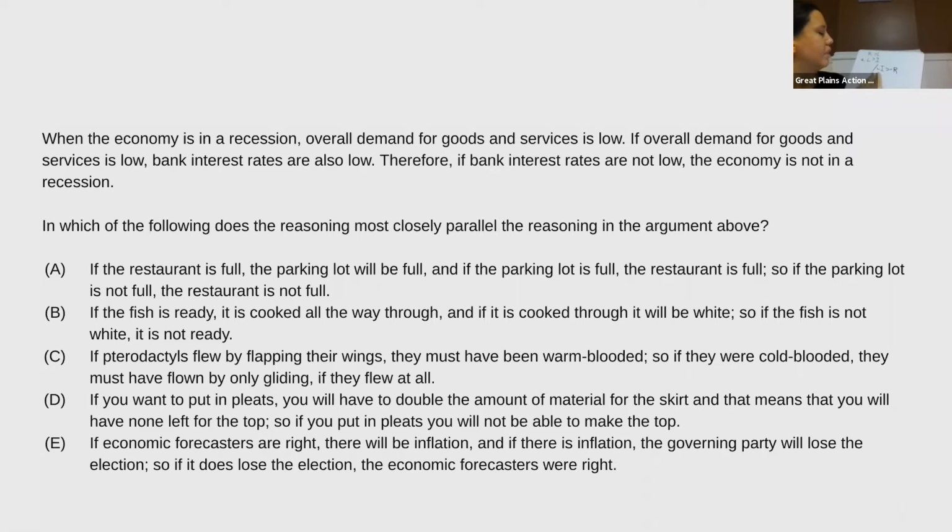All right. But back to the question at hand. So we have our argument form. Now we can go through and try to find which of the examples matches the form. All right, so we look at the first one. If the restaurant is full, the parking lot is full. All right, if the parking lot is full, the restaurant is full. Just looking at that, we can see that there's only 2 terms. See how here in the first one they share a middle term? Yeah, so that one's not going to work.